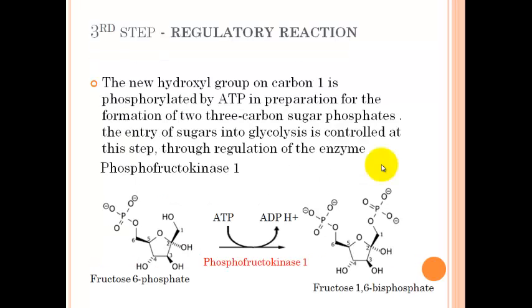So the third step, this is also a very important step. Fructose 6 phosphate converts into fructose 1,6 bisphosphate. You can see two phosphate groups. Bis means two. So remember this enzyme phosphofructokinase 1. This is also a very important enzyme, and this is a regulatory reaction. So this is not a reversible reaction.